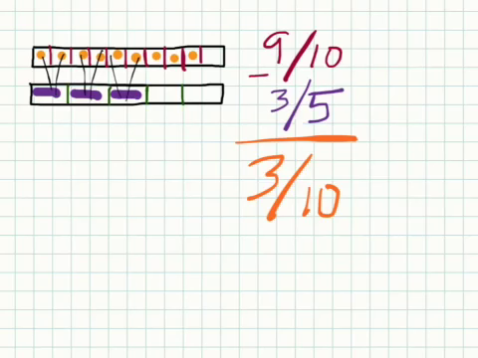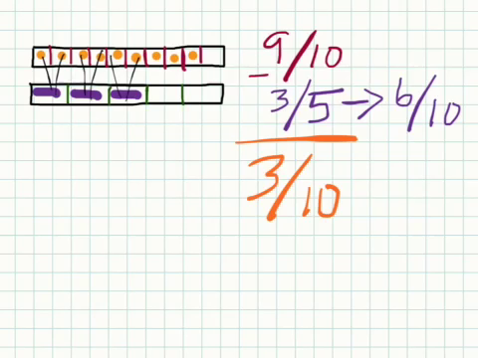We matched it up with our tenths. So each one of those 3/5 was actually worth 2/10. So we had 2/10, and then another 2, and another 2 for a total of 6/10. So what we really did was change our 3/5 into 6/10 so that we could do 9/10 minus 6/10 is 3/10.